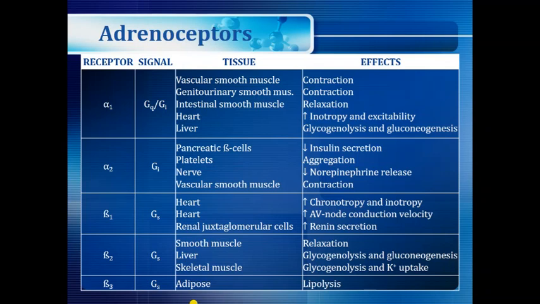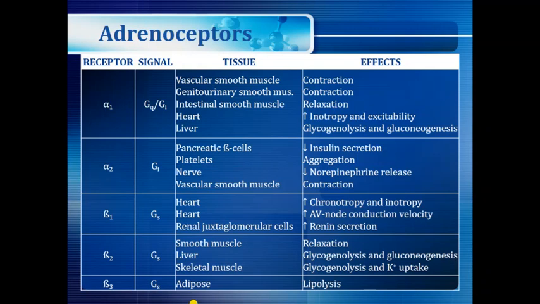Alpha 2 receptors are located on pancreatic beta cells, platelets, nerve fibers and vascular smooth muscles. Stimulation of alpha 2 receptors of pancreatic beta cells would lead to a decrease in insulin release. It will cause platelet aggregation. It will cause decreased norepinephrine release, which is presynaptically located, and stimulation of alpha 2 receptors located on vascular smooth muscle would lead to contraction of the smooth muscles.